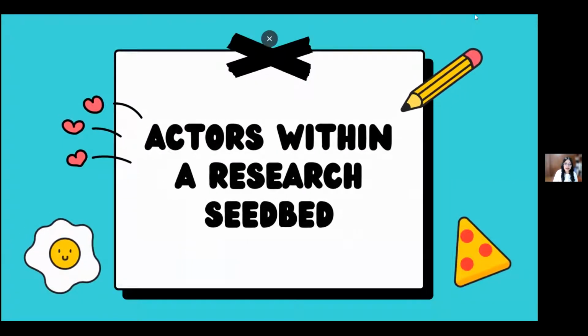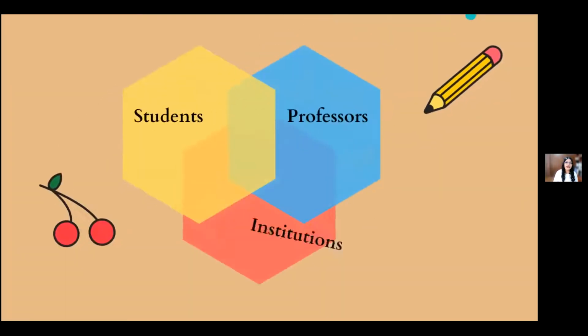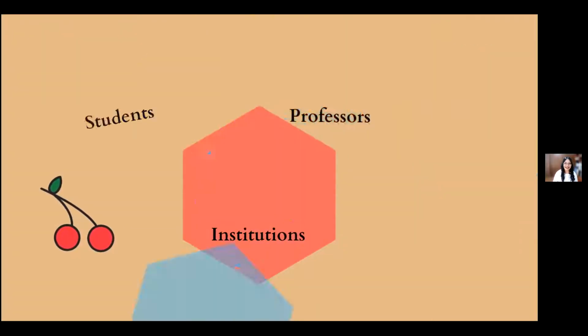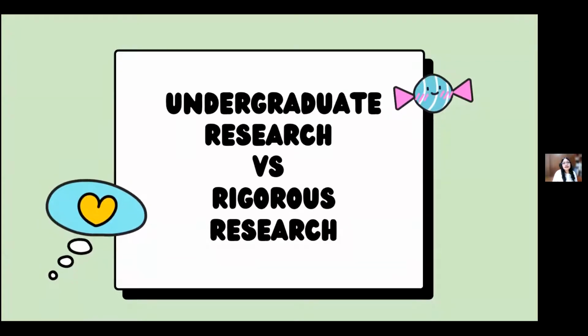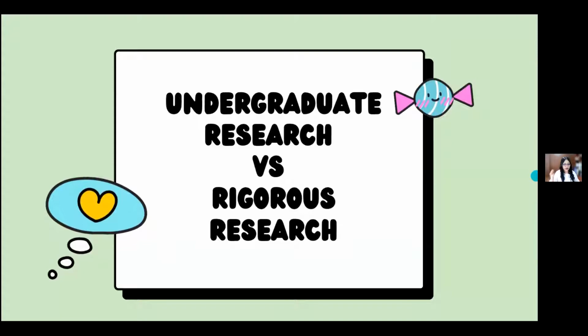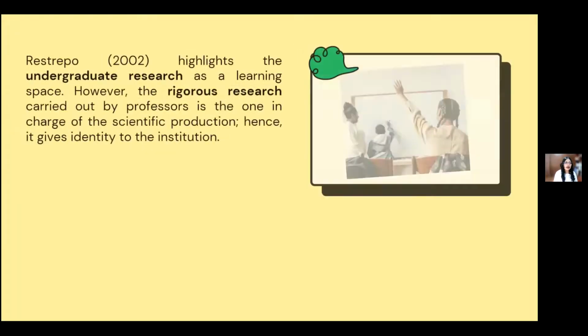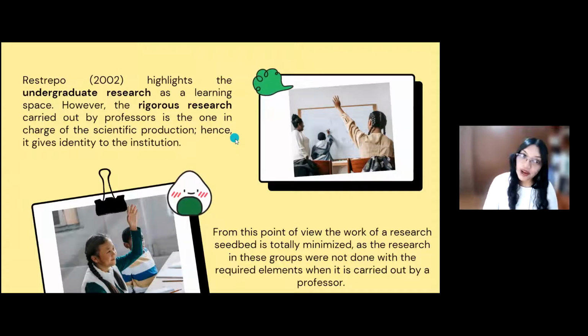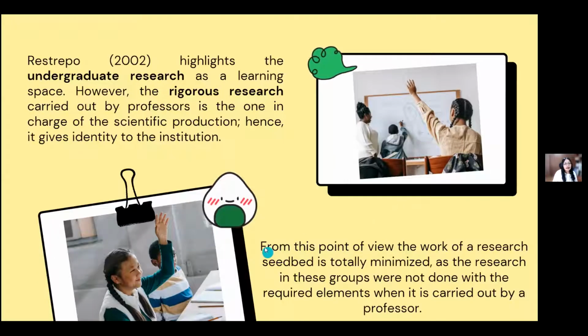Now, who are the actors within a research seedbed? In here we have students, professors, and institutions. I love this image because it has the colors of my Colombian flag. Now, there is a very interesting discussion in relation to undergraduate research versus rigorous research. There is an author, Restrepo, who highlights undergraduate research as a learning space. However, the rigorous research carried out by professors is the one in charge of the scientific production, hence it gives identity to an institution. Well, it is very debatable because in a way it's kind of minimizing, let's say, the work that is done by the seedbeds, right?